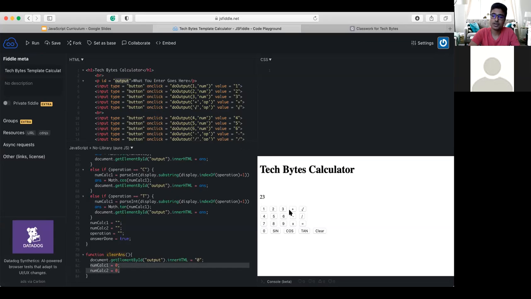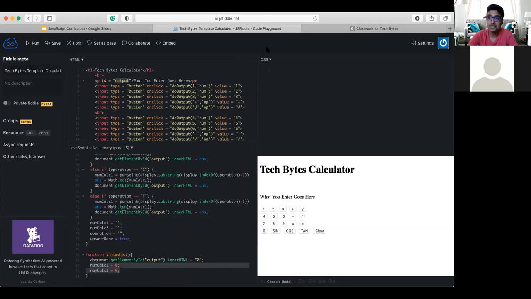I can do 23 plus 3 gets me 26, hit clear, do another operation, so I can do the square root of 81, hit equal, we get 9. And we can see that our calculator is nice and operatable now. We don't have to hit the run button every single time we want to do an operation. And that wraps up our code for this week.